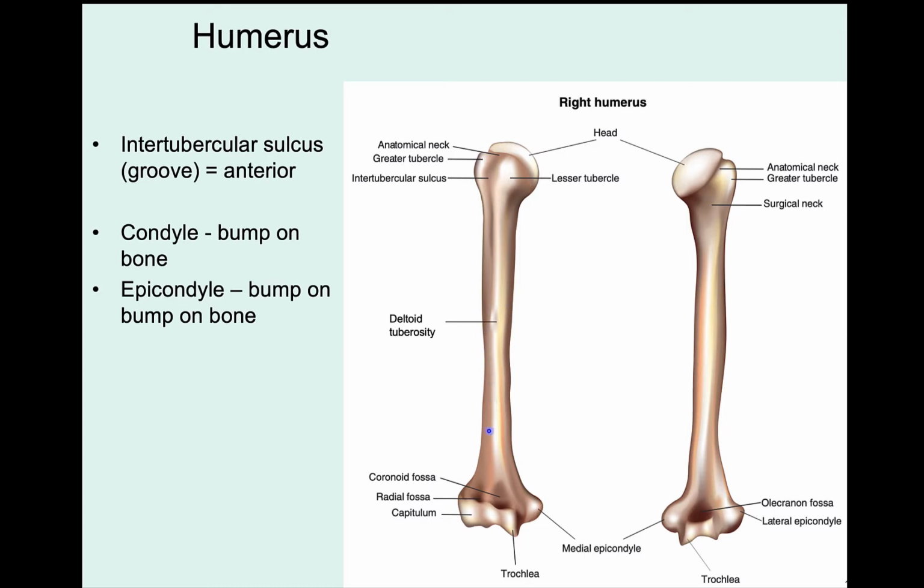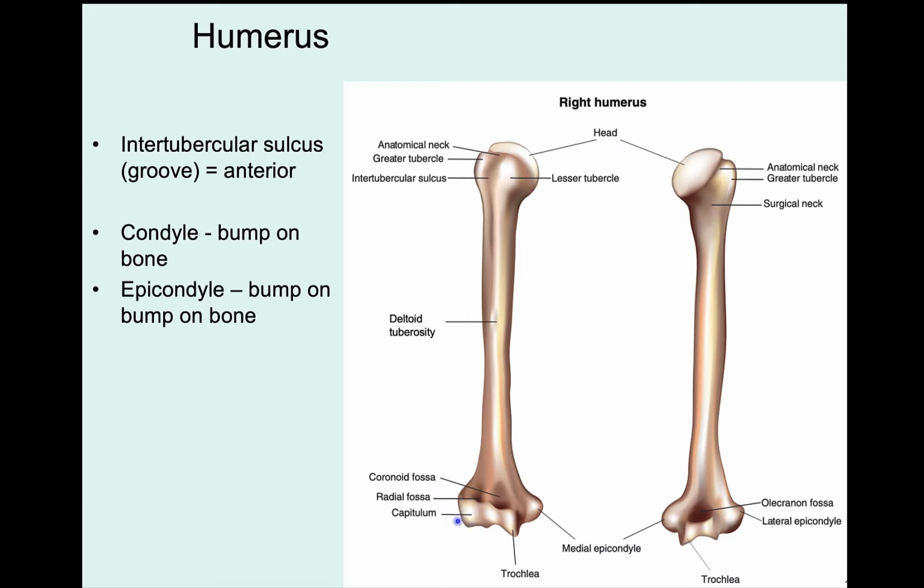Continuing distally, we see 2 structures that have names, the capitulum and the trochlea. These are condyles, and condyles are bumps on bone that are articulating surfaces. So we see this lighter coloration here. There's going to be a hyaline cartilage over these structures. Now, most of our condyles are just referenced as medial or lateral condyles. Here we actually name these.